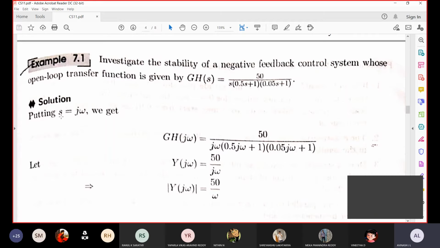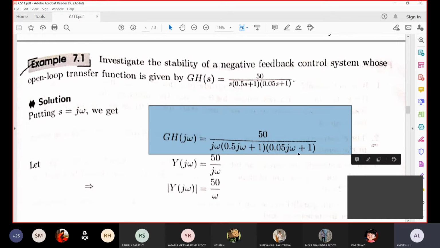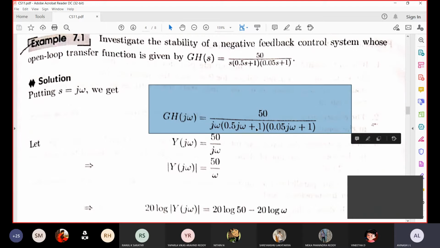The first step in plotting the Bode plot is you need to put s equal to j omega. Once we put s equal to j omega, we get G(s)H(s) at j omega equal to, wherever s is there, you replace s by j omega. So it becomes 50 divided by j omega into (0.5 j omega plus 1) into (0.05 j omega plus 1). This is the equation you are going to get.